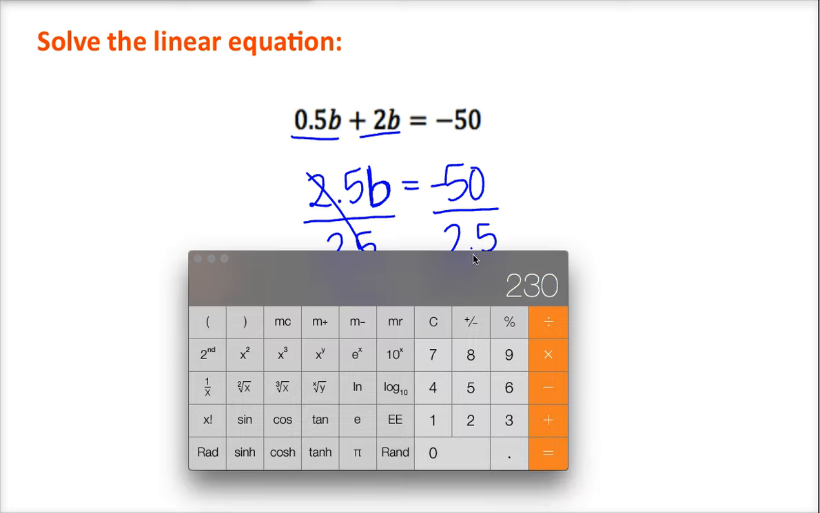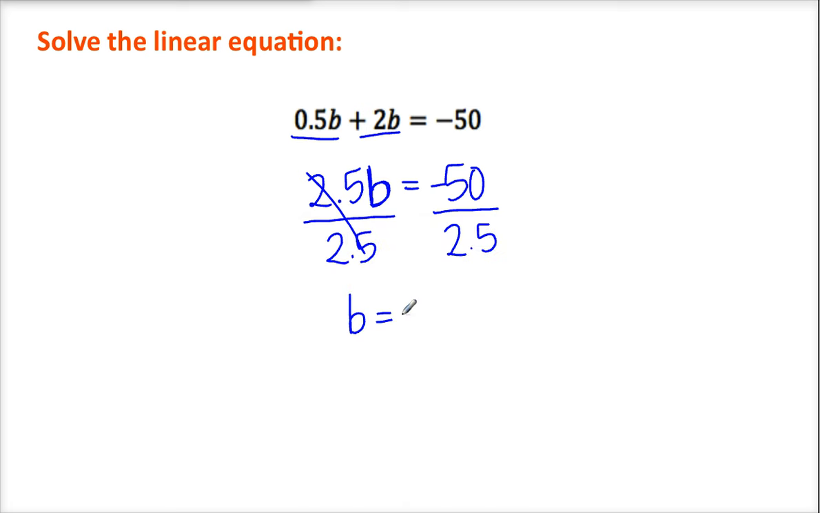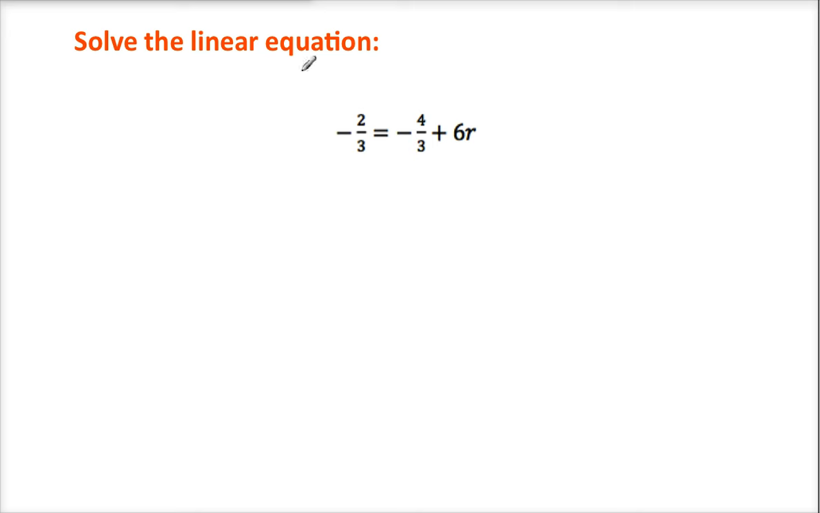Let's see what that is. We have a negative 50 divided by 2.5 is negative 20. That answer doesn't look too scary. Okay, so we solved, and the solution is b equals negative 20. Last example has fractions. Dun dun dun. Okay, that's why I included this one. The steps are still the same, so let's follow the same steps.